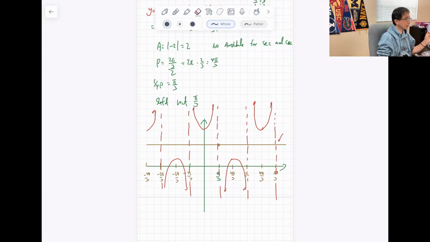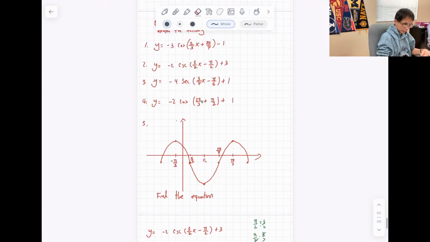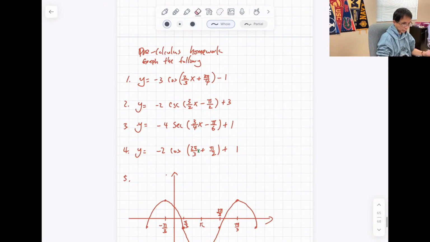Anybody have any particular questions before I go forward? I'd rather you understand now. I'd rather you ask me a question. This is exactly what it's going to be like on the test. Number 1, did you check the decimals?